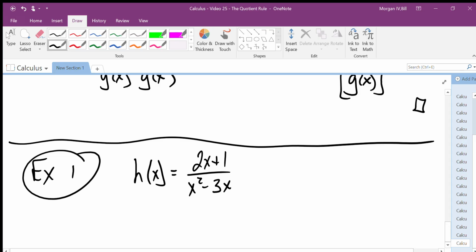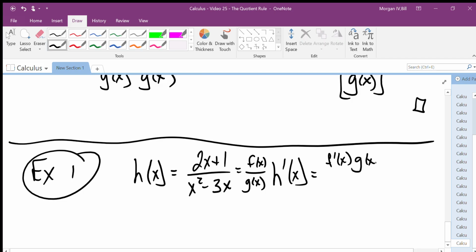You should write out the quotient rule as much as you possibly can to help you remember it. H prime of x will be f prime of x. That's f being the numerator and g being the denominator. F prime of x, g of x, minus f of x, g prime of x, like the product rule, but with a minus sign in the middle, divided by g of x squared.